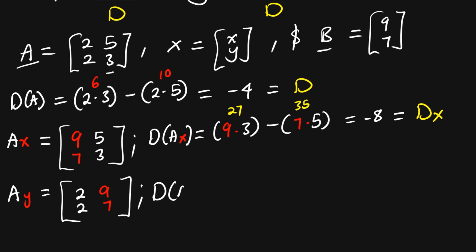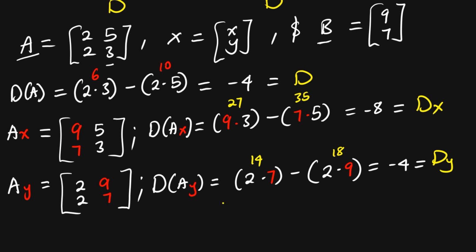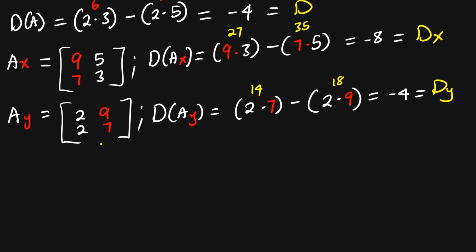So the determinant of Ay will equal the product of elements on the major diagonal, which is 2 times 7, minus the product of elements on the minor diagonal, which is 2 times 9. And from this, 2 times 7 is the same as 14, 2 times 9 is 18, and this will equal 14 minus 18, which is negative 4, which will equal determinant y. Having obtained determinants D, Dx, and Dy, we can now obtain the values of x and y.